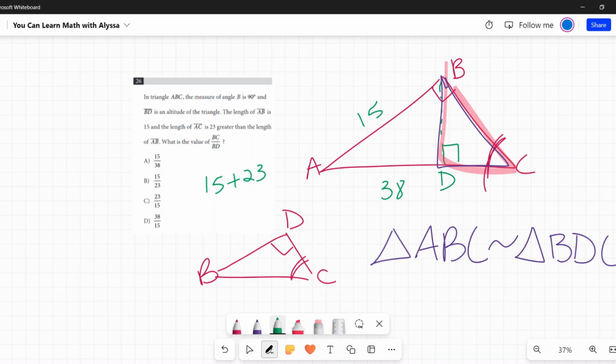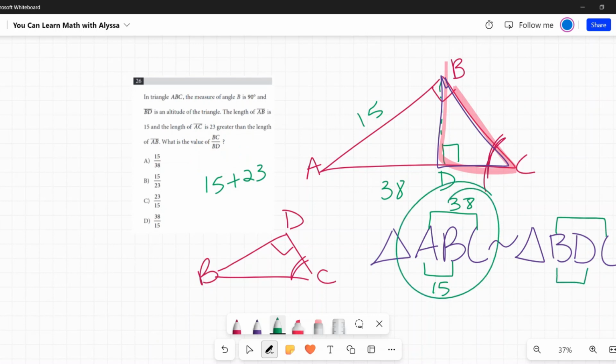So what are they telling us here? The length of AB, A is to B, is 15. And the length of AC, A is to C, is 23 greater, or 38. So that ratio, A to B, B to C. Well, let's look at what ratio they're asking, and then we can set this up really easily. They're saying, what is B to C over B to D?